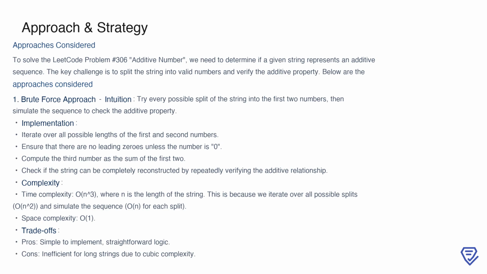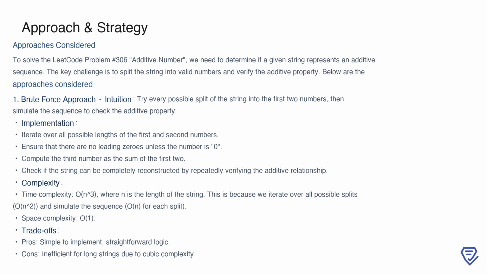To solve the additive number problem, the main challenge lies in splitting the given string into valid numbers that satisfy the additive sequence property. One approach we considered is the brute force method, which is straightforward and involves trying every possible way to split the string into the first two numbers. From there, we simulate the sequence by calculating the third number as their sum and checking if the string can be fully reconstructed by repeatedly applying this logic.